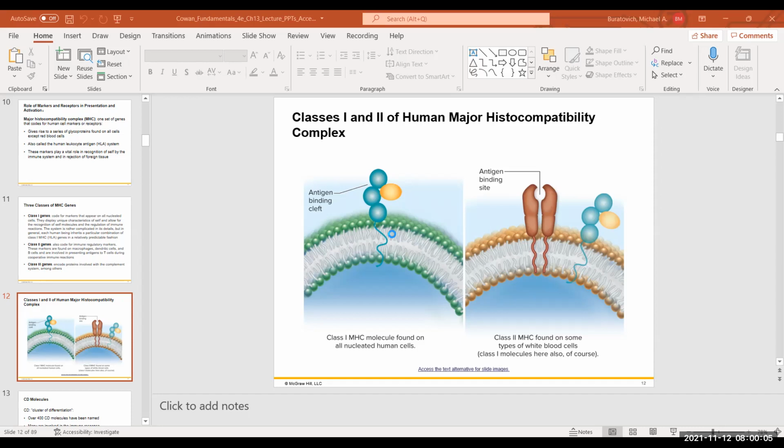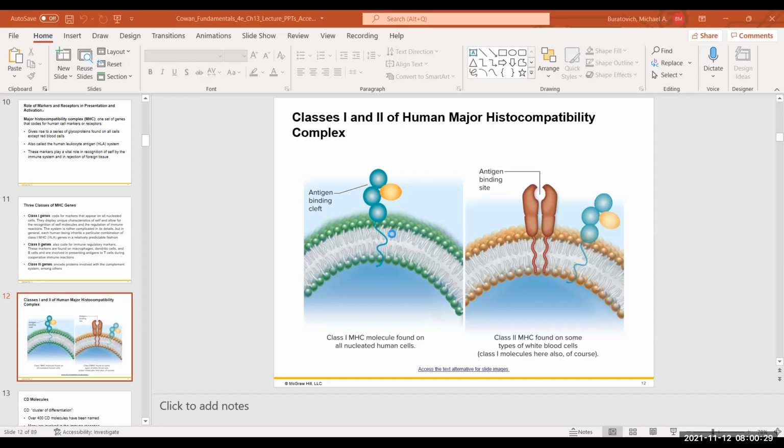Your book at this point leaves these. I wish it didn't. I wish it would just tell you what they're for, but it leaves these. These are going to present antigen, and they present two types of antigens because of the way the cell treats them. We'll come back to that because of the way these slides are organized.